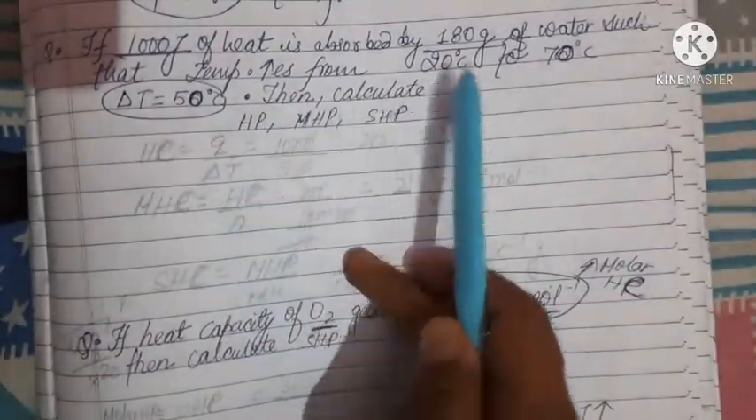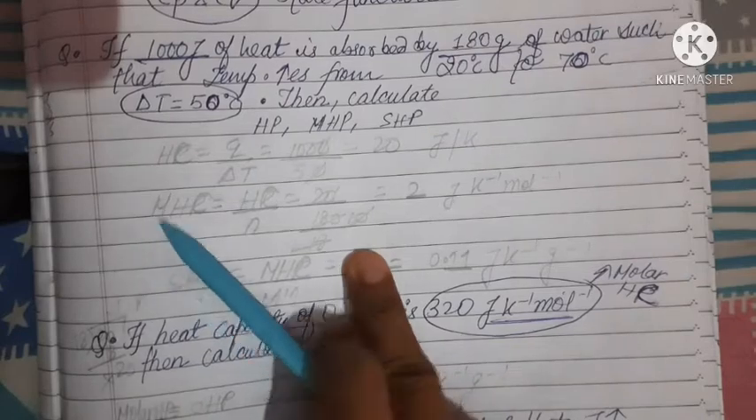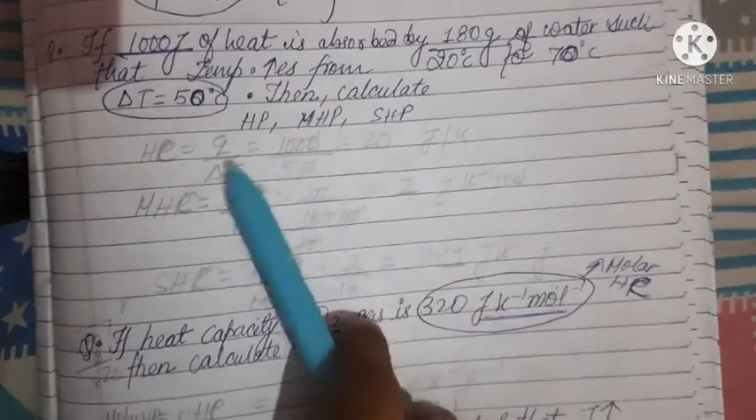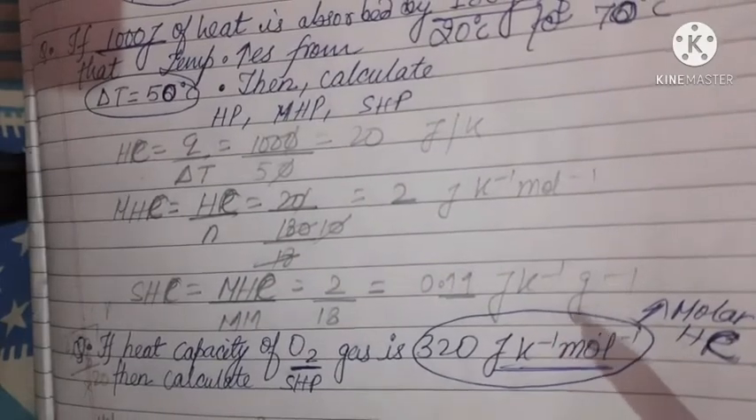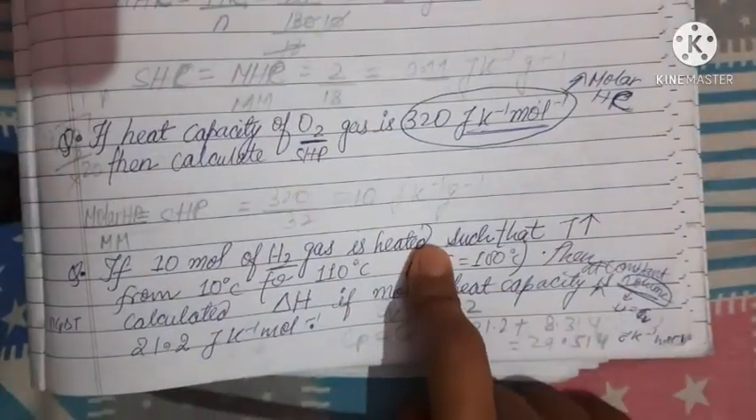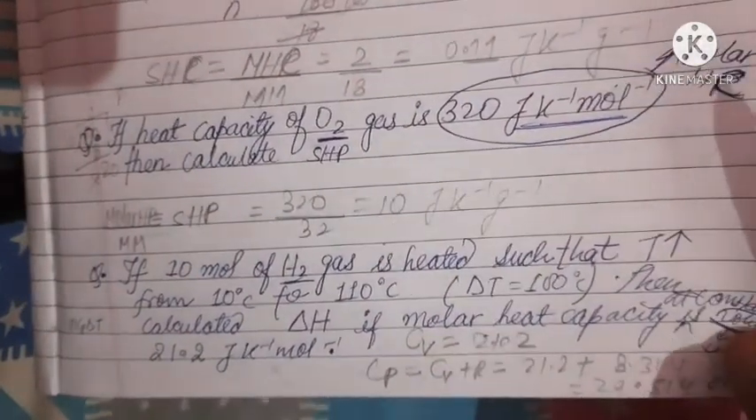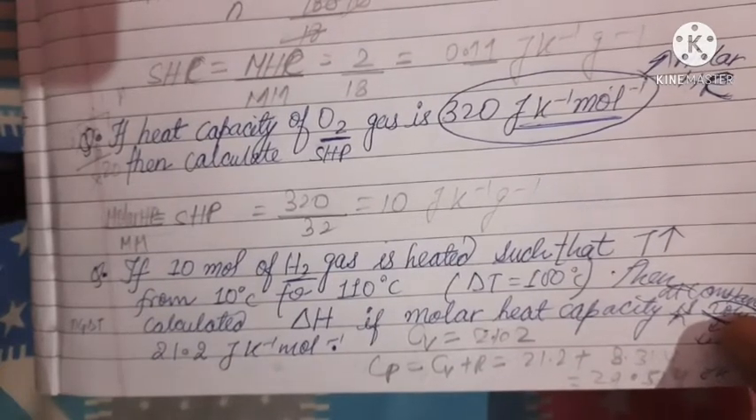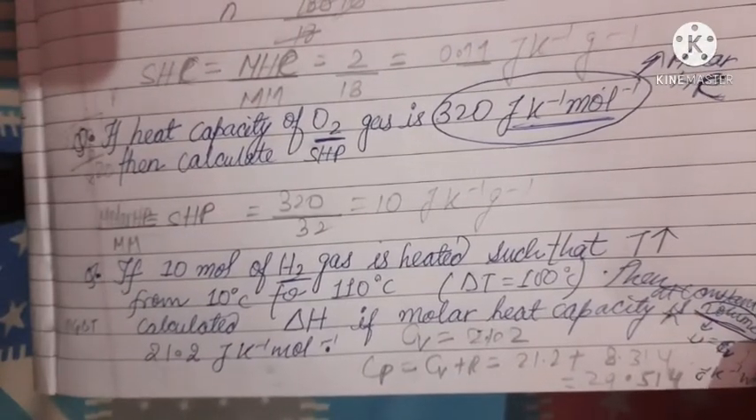If 1000 joule of heat is absorbed by 180 gram of water, such that temperature increases from 20 degree C to 70 degree C, therefore delta T is 50 degree C, then calculate heat capacity, molar heat capacity and specific heat capacity. If heat capacity of O2 gas is 320 joule per K per mole, then calculate specific heat capacity. If 10 mole of H2 gas is heated such that temperature increases from 10 degree C to 110 degree C, then calculate delta H if molar heat capacity at constant volume is 21.2 joule per K per mole.